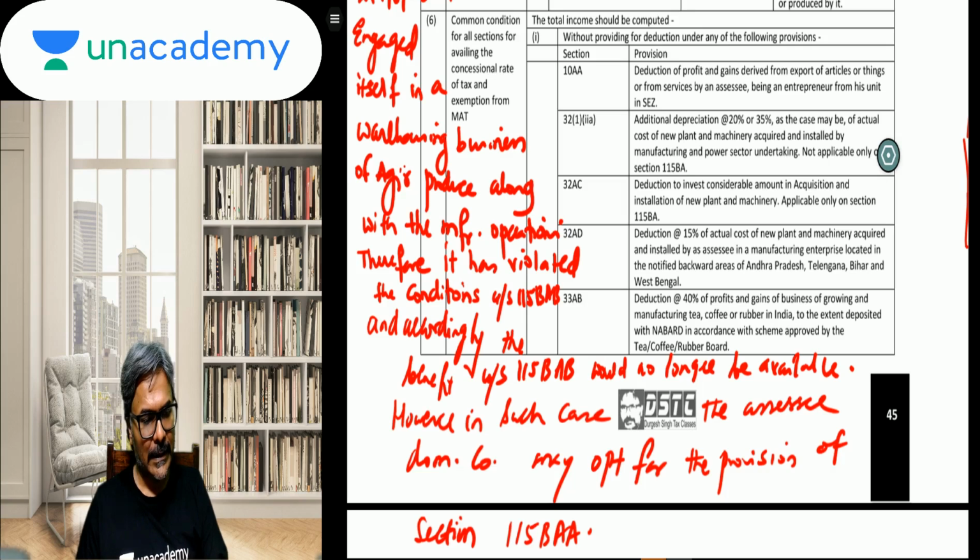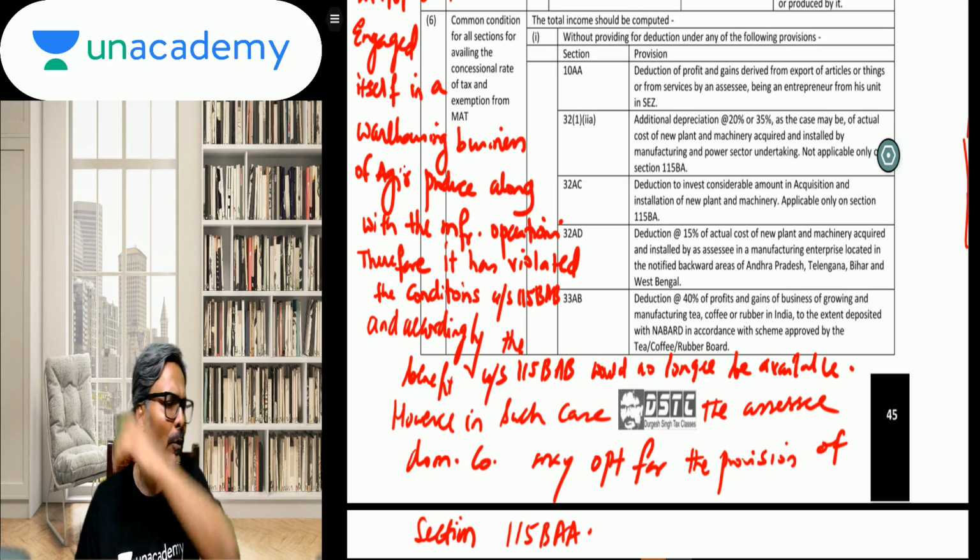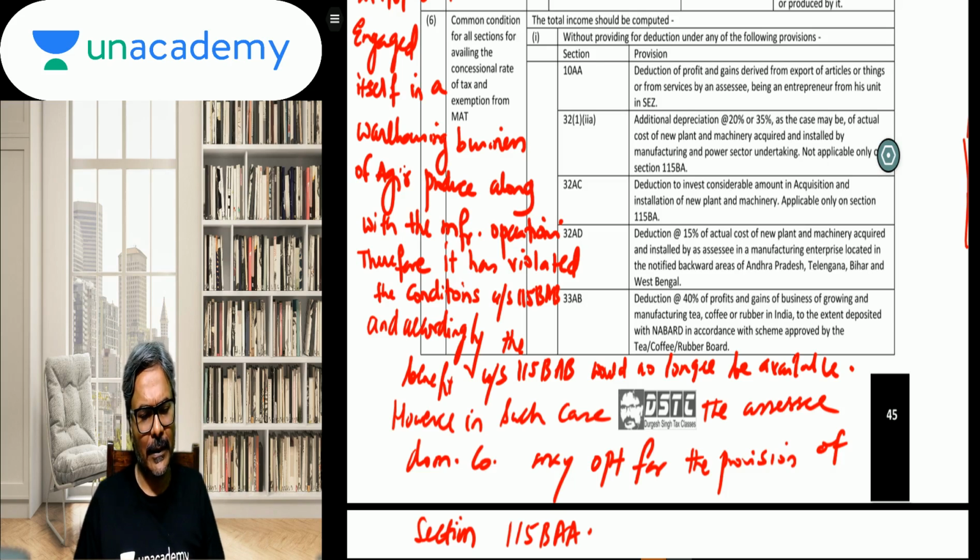Isn't it? Now what they are trying to say, students, in this context, is that you have to give up the 33AB deduction, meaning thereby I can no longer take the deduction as per the provision of section 33AB. That is what they are now suggesting in this case.